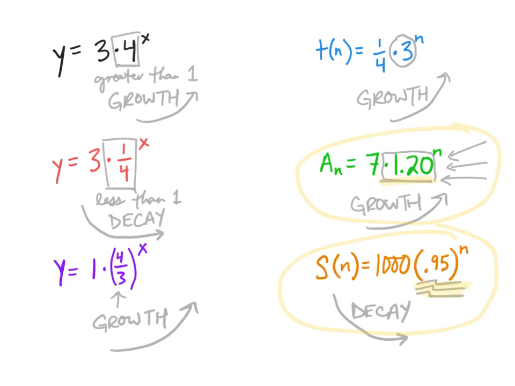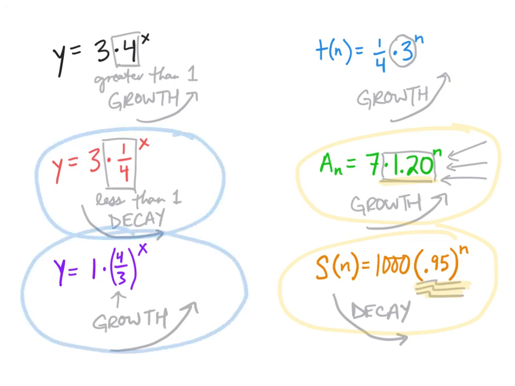Over on the other side here, we have fractions and fractions. Fractions don't mean growth or fractions don't mean decay. It depends on: is that fraction greater than 1 or less than 1? This fraction is less than 1, so it's decay. This fraction in parentheses is greater than 1, so it's growth. So the number 1 is the key to all of these problems. Greater than 1 or less than 1.